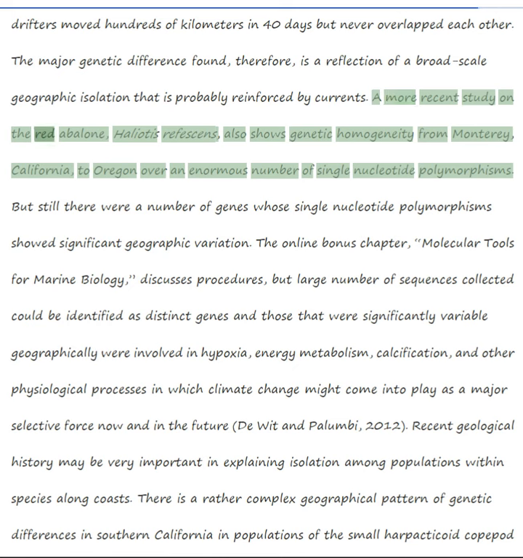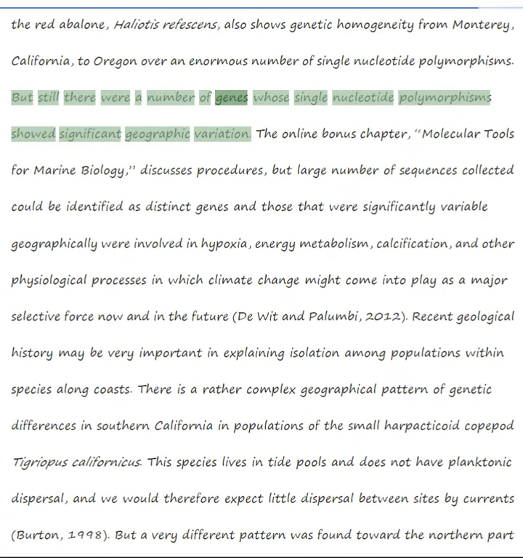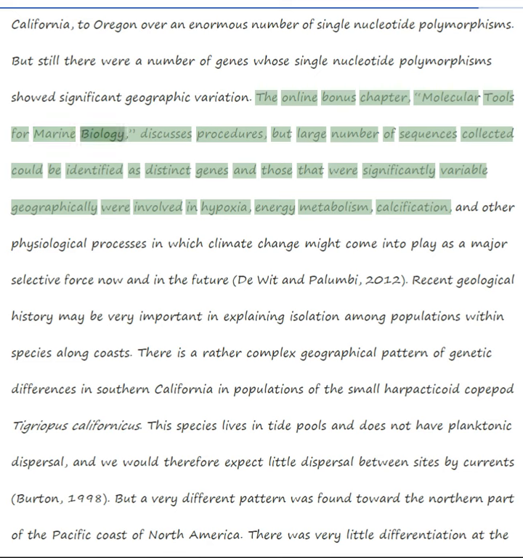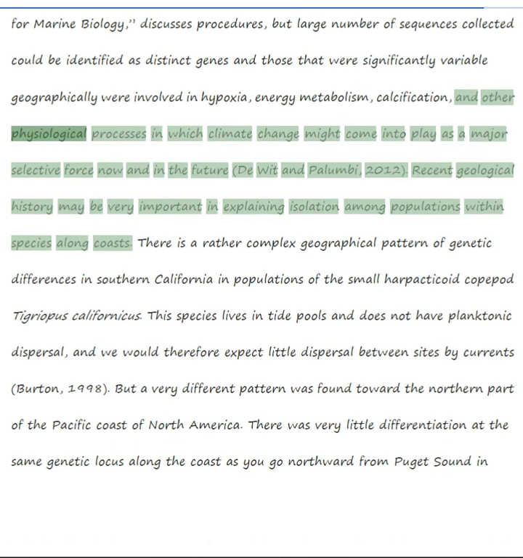A more recent study on the red abalone, Haliotis rufescens, also shows genetic homogeneity from Monterey, California, to Oregon over an enormous number of single nucleotide polymorphisms. But still, there were a number of genes whose single nucleotide polymorphisms showed significant geographic variation. The online bonus chapter, Molecular Tools for Marine Biology, discusses procedures, but a large number of sequences collected could be identified as distinct genes, and those that were significantly variable geographically were involved in hypoxia, energy metabolism, calcification, and other physiological processes in which climate change might come into play as a major selective force now and in the future.